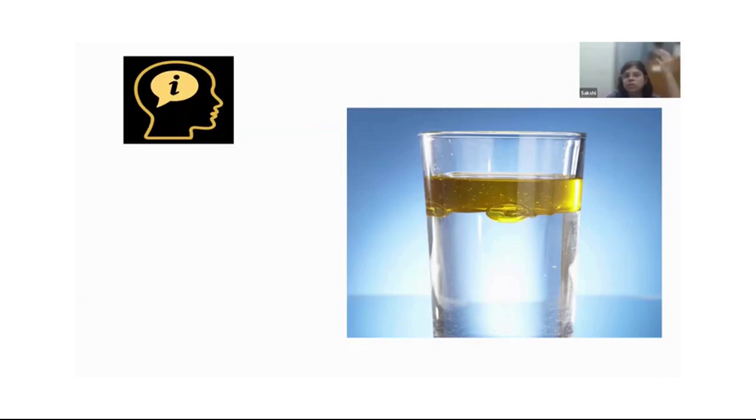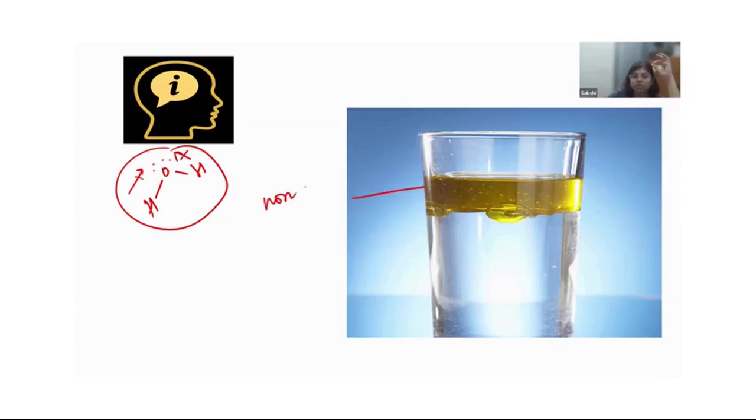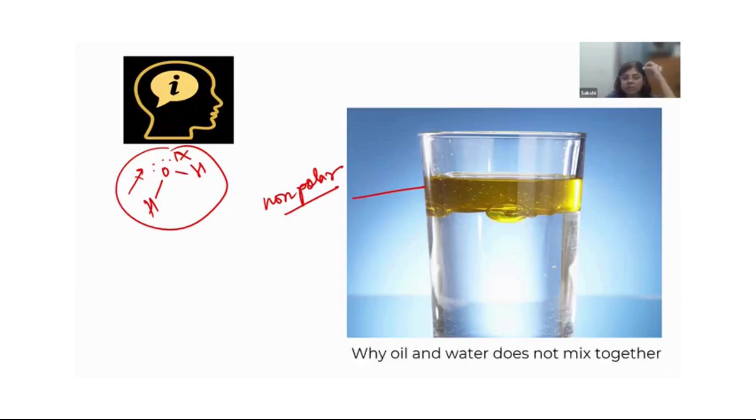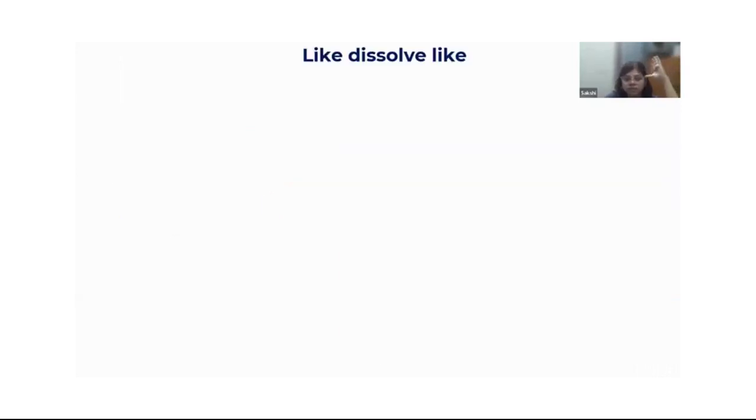Polar means water has a charge separation. I think in class 11 chemistry you must have studied this, that in water there is a charge separation. There is polarity. But in oil, there is no polarity. Oil is non-polar, so non-polar substances do not dissolve in polar substances. You must have heard in your younger classes that like dissolves like. So oil and water do not mix together.